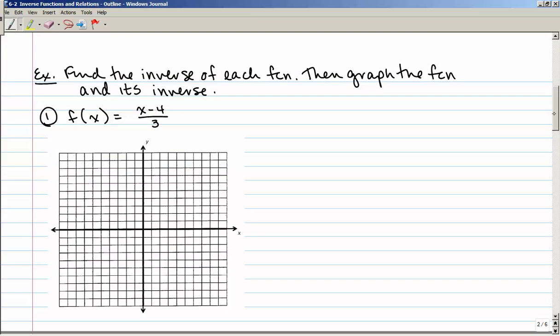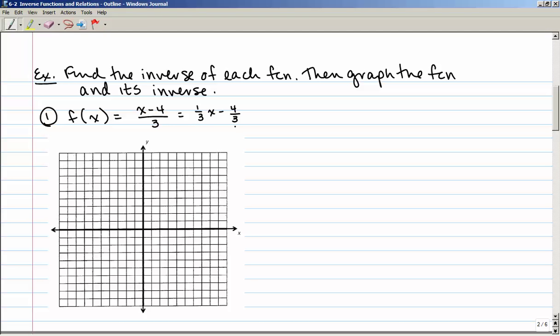Okay, now let's find the inverse of each function and then graph the function and its inverse. So f of x is (x - 4)/3. That can also be written as 1/3 x - 4/3, because that 3 on the bottom applies to both the x, which has an invisible 1 there, and also the negative 4. Notice that that's the same as y = 1/3 x - 4/3, so we can use slope-intercept form to graph it.